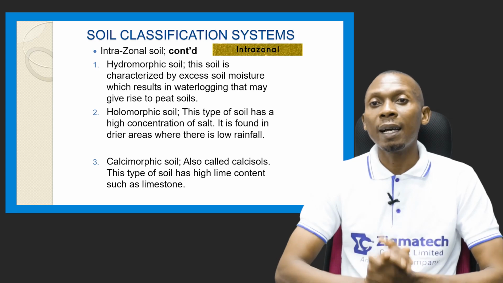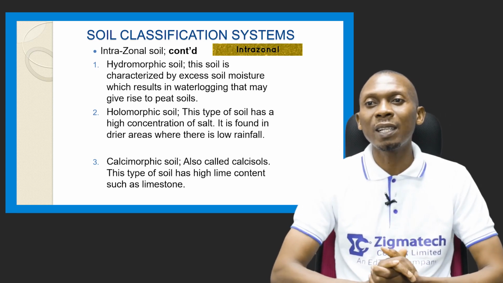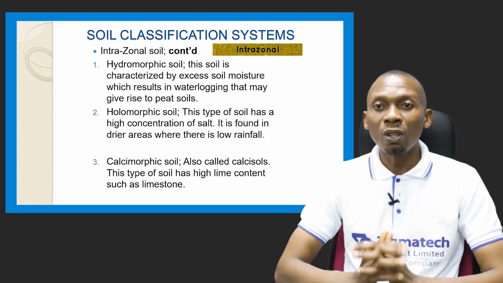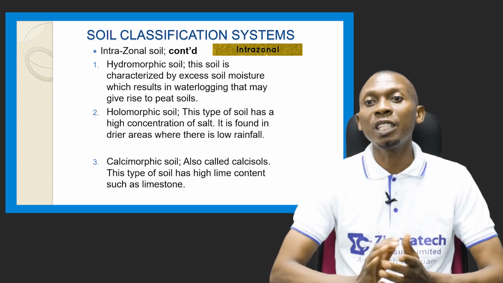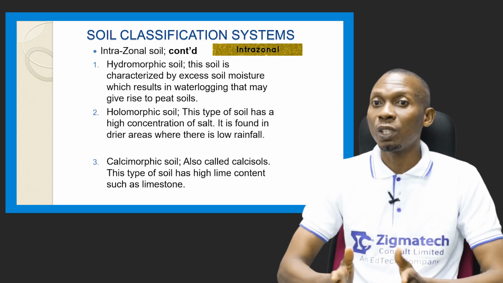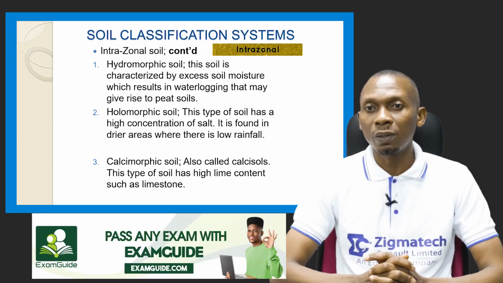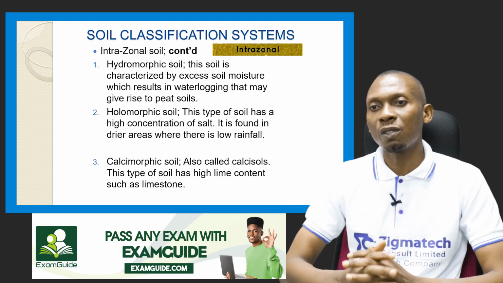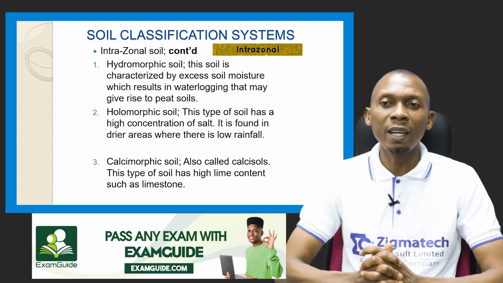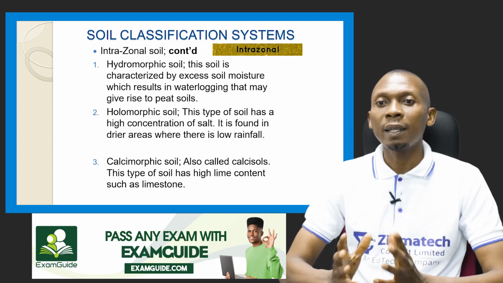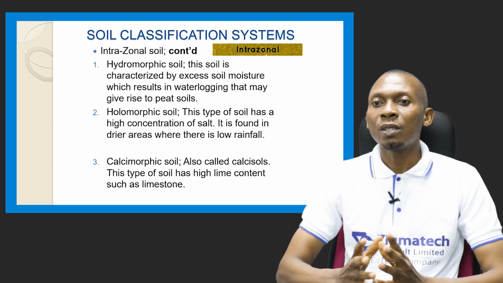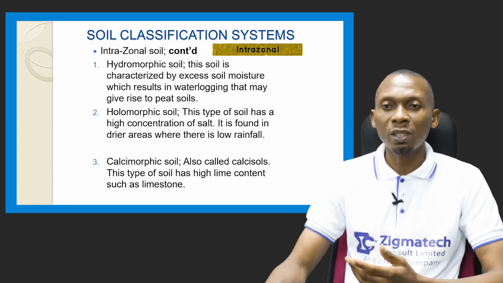Now, taking a look at the hydromorphic soil, this soil is characterized by excess soil moisture, which is a result of waterlogging. And such situations give rise to what is called the peat soils. While the halomorphic soil is a type of soil that has a high concentration of salt and is found in drier areas where there is no rainfall. And the calcimorphic soil, which is also called the calci soils, are soils that have high lime content, such as limestone.